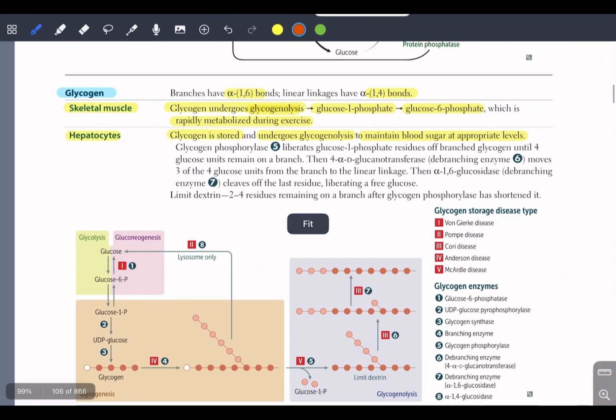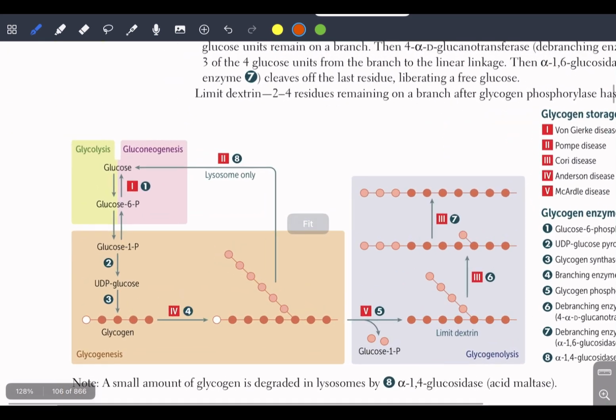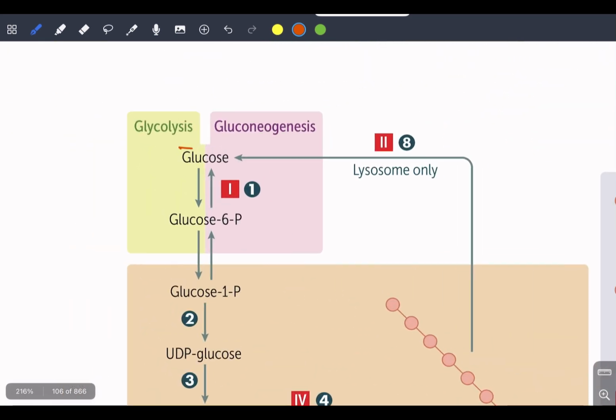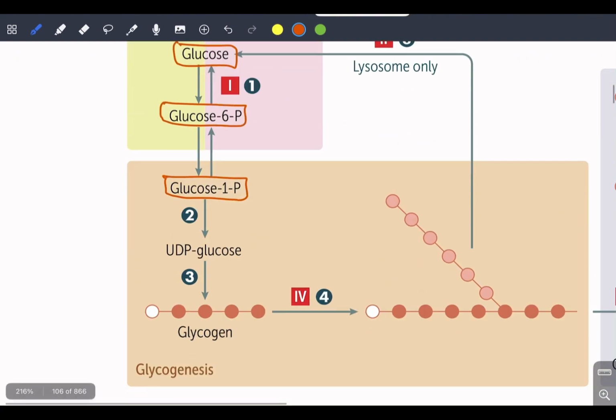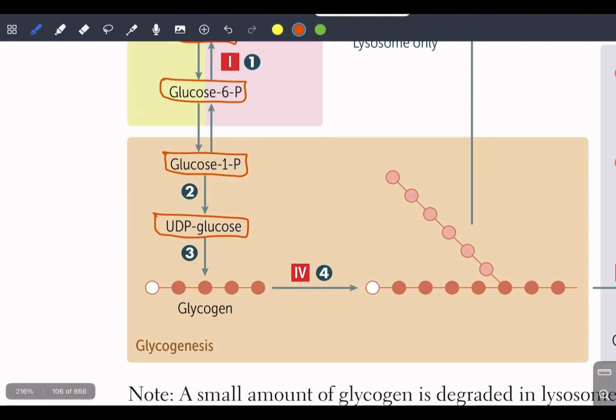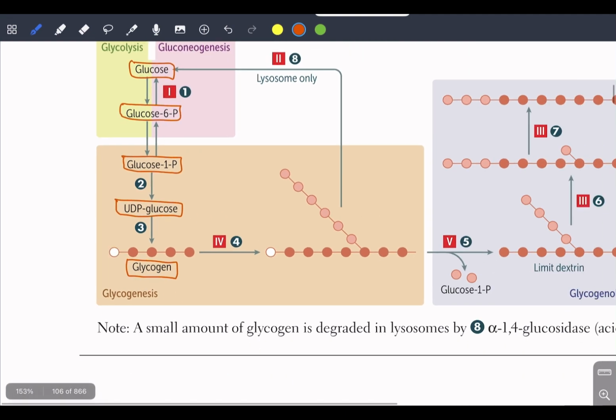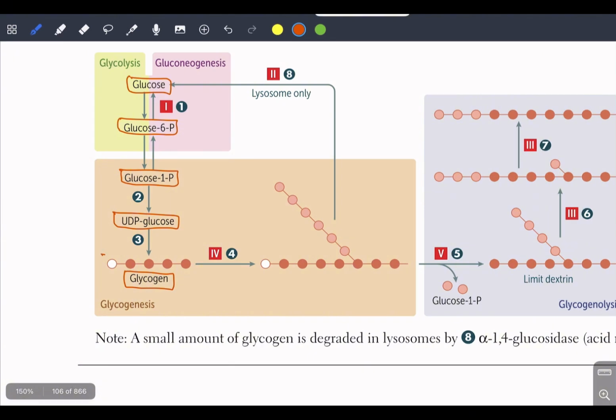So let's discuss what is actually written inside the book. First of all, glucose is converted into glucose 6 phosphate, and then glucose 1 phosphate, and UDP glucose is formed. When UDP glucose is formed, then it gives rise to the formation of glycogen. So this is actually the formation of glycogen. Then we have these glycogen bonds. Now what actually happens, branching will occur at this point, and the branching results in this structure.